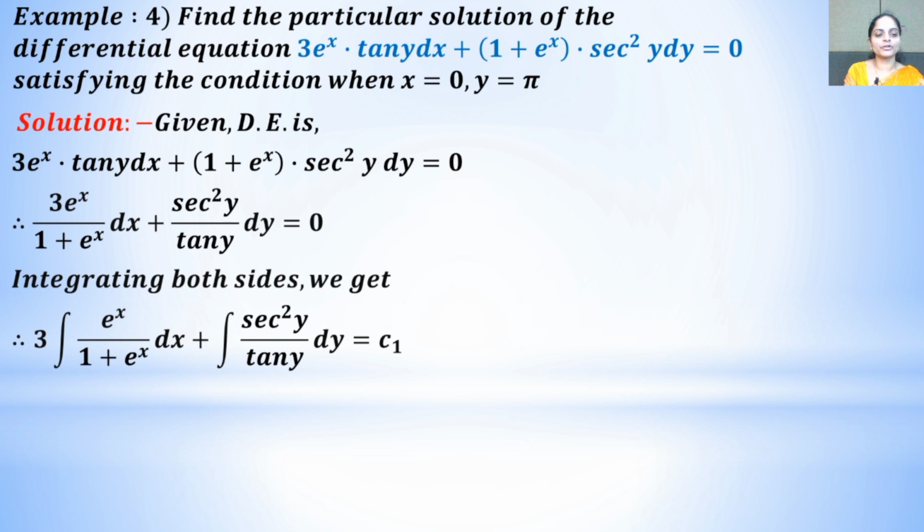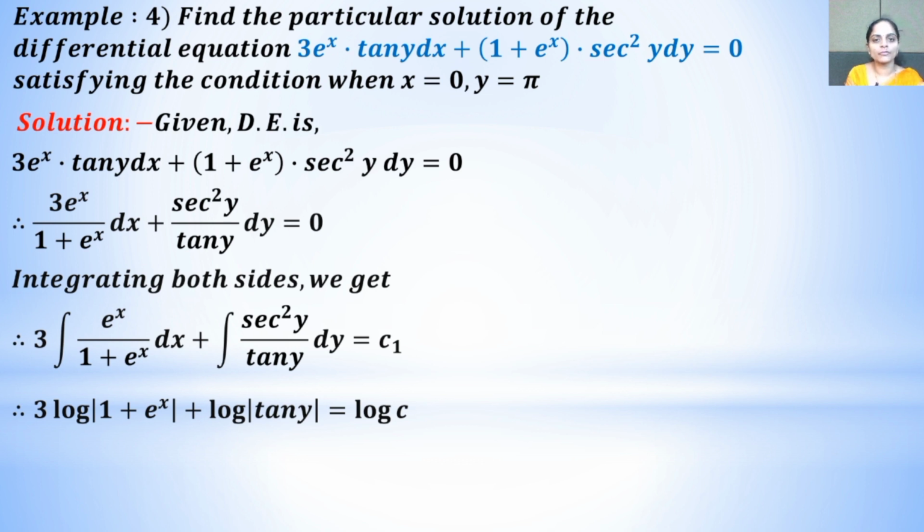Here, derivative of 1 plus e raised to x is e raised to x in the numerator, and derivative of tan y is sec square y in the numerator. So, we use here the formula integration of f dash of x divided by f of x dx is equal to log of mod of f of x. Therefore, 3 into log of mod of 1 plus e raised to x plus log of mod of tan y is equal to log c.